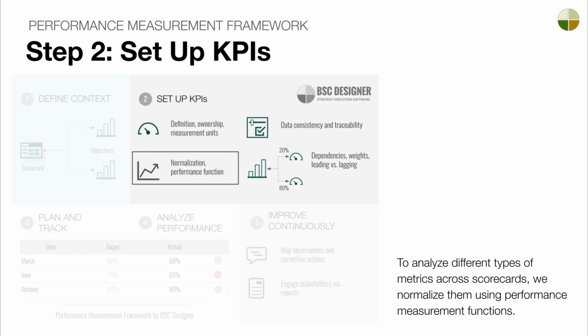Not all metrics are percentages. Some are measured in dollars, others in days or by the number of items or people. Their behavior also varies. While some improve as values increase, others, like response time, improve as values decrease. To analyze different types of metrics across scorecards, we normalize them using performance measurement functions.